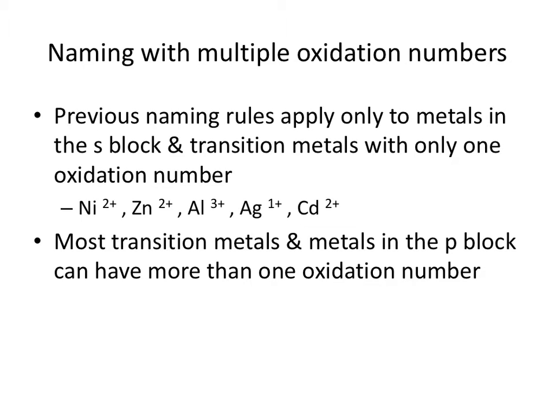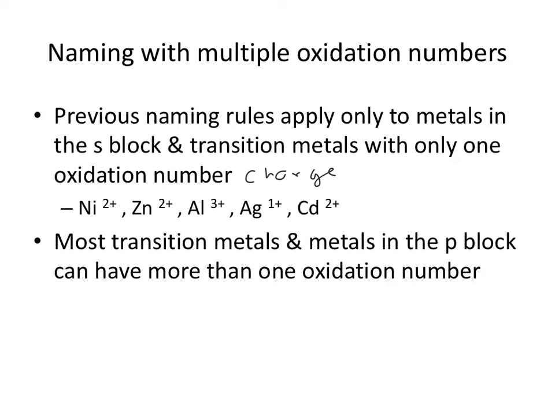Alright guys, so yesterday we named with stuff that was only in the S block. We did a lot of sodium and potassium and magnesium, and we kind of ignored the transition metals, and we only used aluminum was the only metal from the P block that we used. And that is because the rule that we learned yesterday only applies to metals in the S block and certain transition metals, ones that have only one oxidation number. Oxidation number is the same thing as charge.